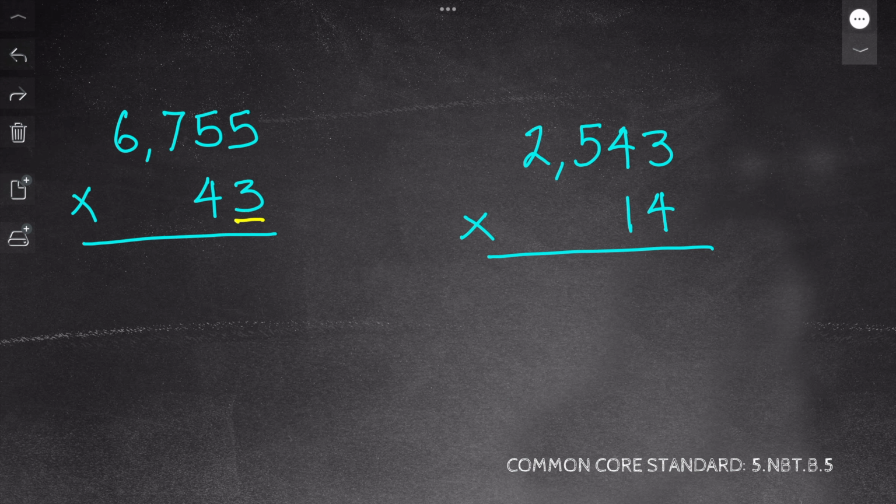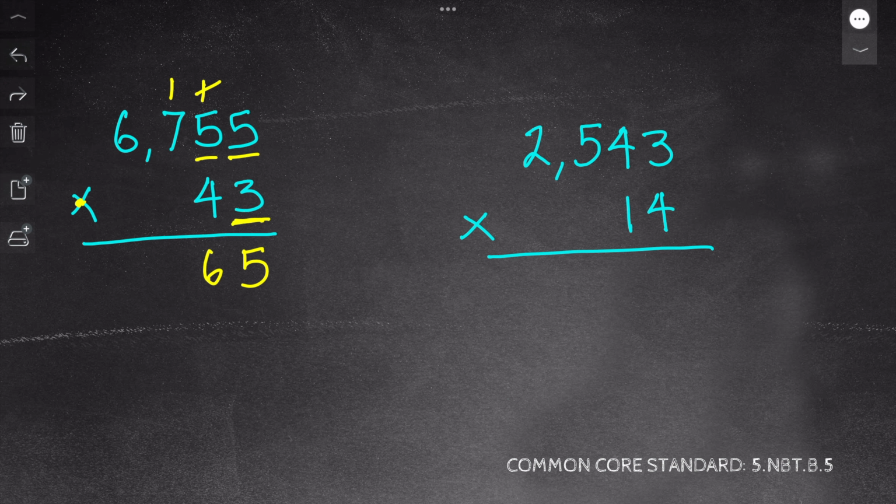So I'm going to start with my 1 spot, and I'm going to multiply 3 times 5, which is 15. I regroup my 1, and I'm going to put my 5 in the 1 spot. And then I'm going to do 3 times 5 again, which is 15 plus 1 is 16. Regroup my 1 and put my 6. Make sure to cross out your regrouped numbers so you don't get confused later on.